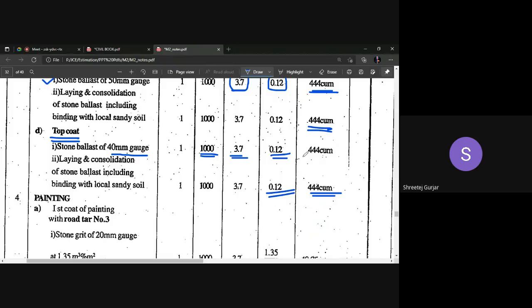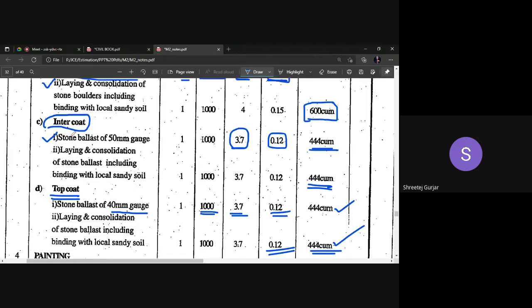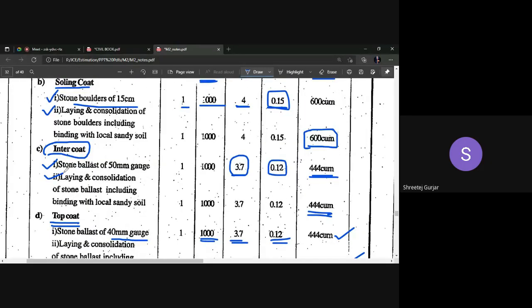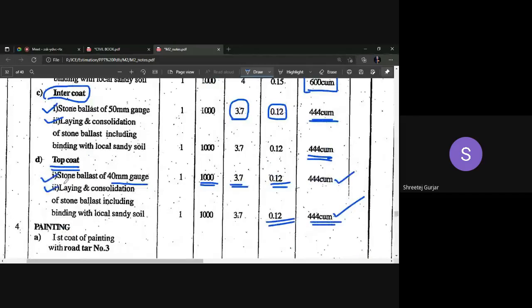So this is your quantity component, this is your labor component. All of these are having two. First is quantity component, second is labor component. Everything you have to write double.